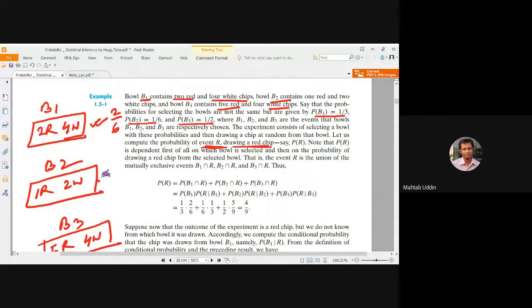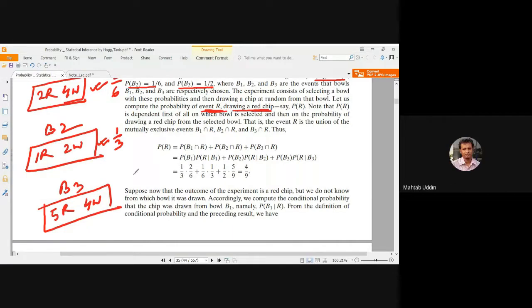You can select red chip from the second ball. If you take from the second ball, what is the probability? 1 by 3. Similarly, you can take the chip from the third ball. What is the probability? 5 by 9.